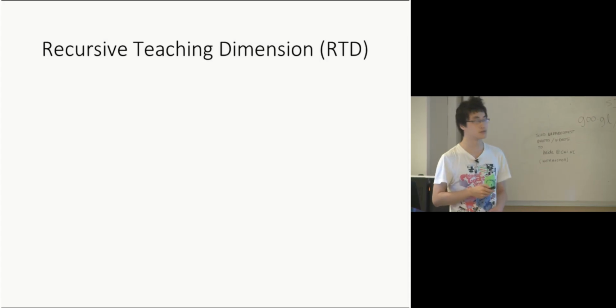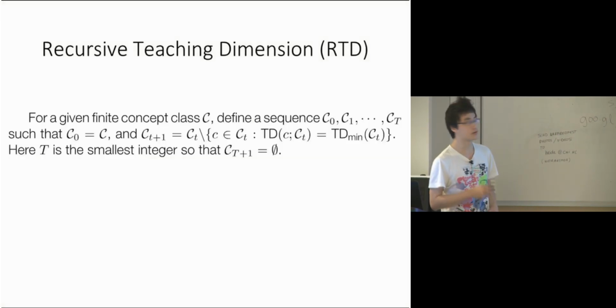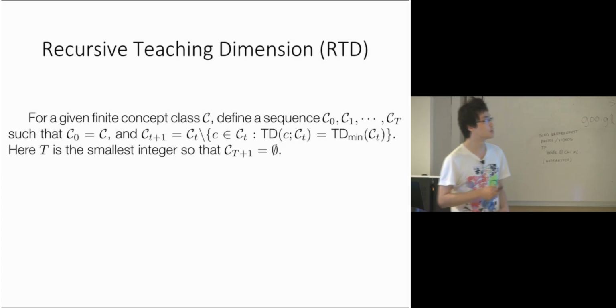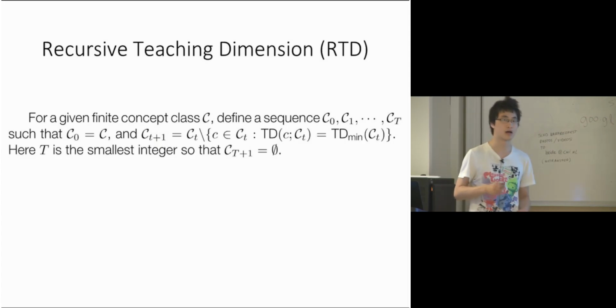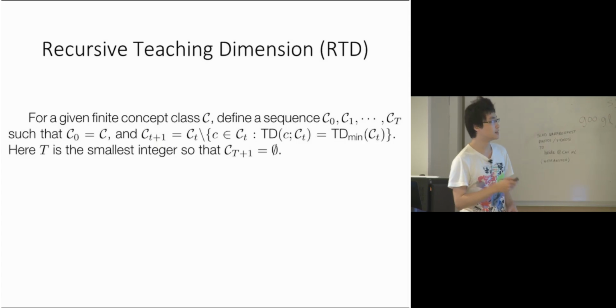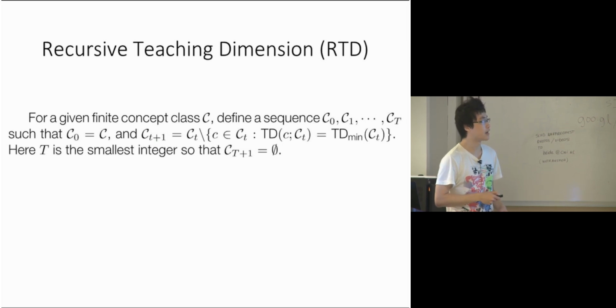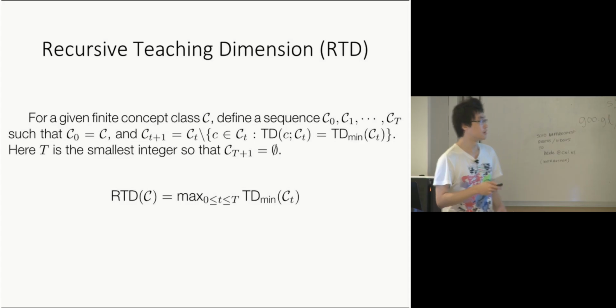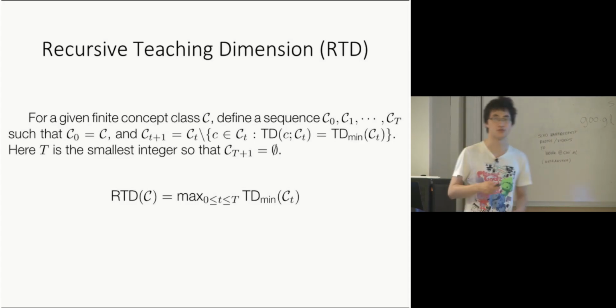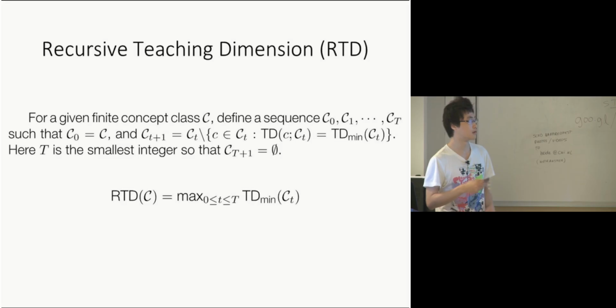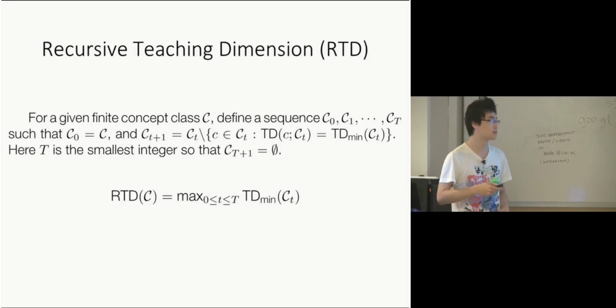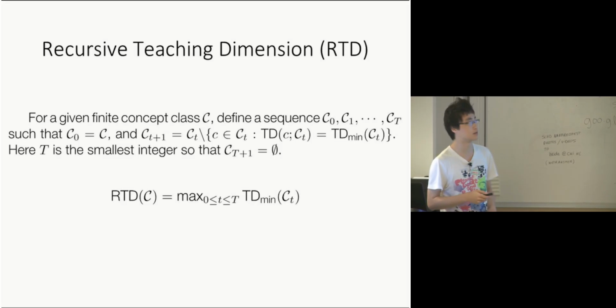The definition of recursive teaching dimension is based on the recursive teaching hierarchy, which is a sequence of concept classes defined in a way that every concept class is obtained by deleting from the previous concept class all the concepts that have the minimum teaching dimension. After we get this hierarchy, we define the recursive teaching dimension to be the maximum TDmin over this sequence of concept classes.